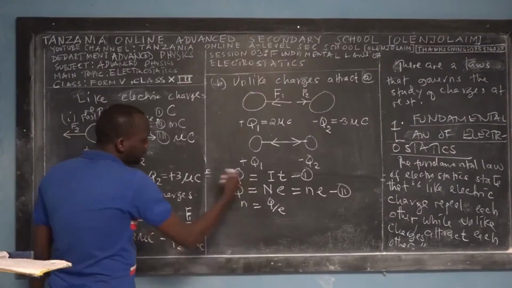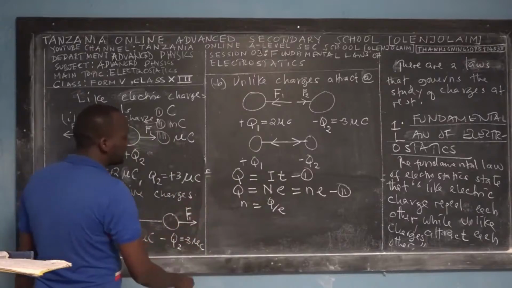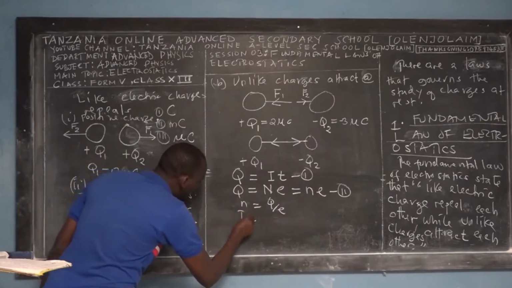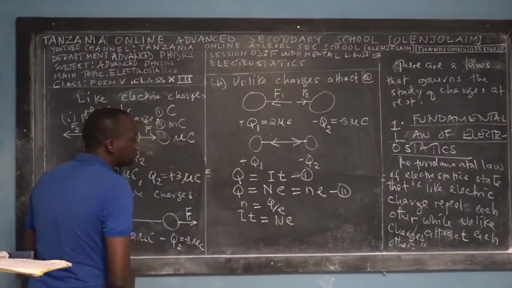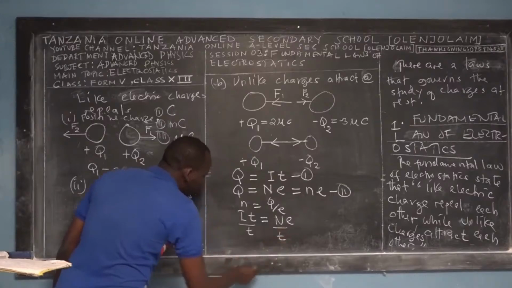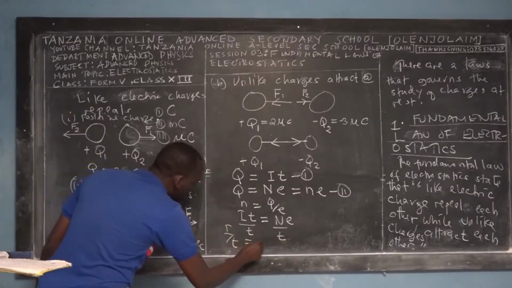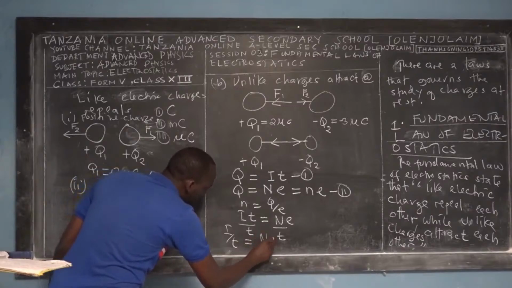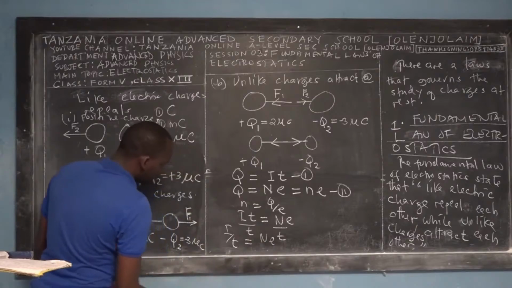Because both equations give us the quantity of charge, in physics we say that current times time is equal to number of electrons times electronic charge. So we can divide by time on both sides, and we have current over time is equal to number of electrons times electronic charge.